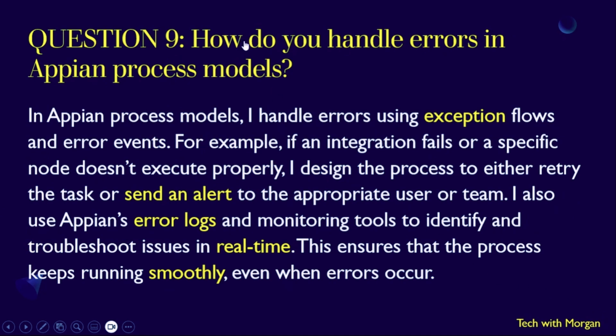Question 9. How do you handle errors in Appian process models? In Appian process models, I handle errors using exception flows and error events. For example, if an integration fails or a specific node doesn't execute properly, I design the process to either retry the task or send an alert to the appropriate user or team. I also use Appian's error logs and monitoring tools to identify and troubleshoot issues in real time. This ensures that the process keeps running smoothly, even when errors occur.